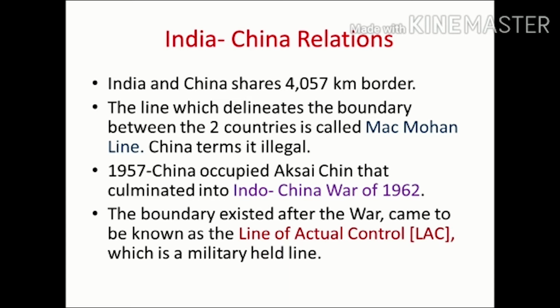In 1957, China occupied Aksai Chin and built a road through it, which culminated into Indo-China War of 1962. The boundary which came into existence after the war came to be known as the Line of Actual Control or LAC. It is a military held line.